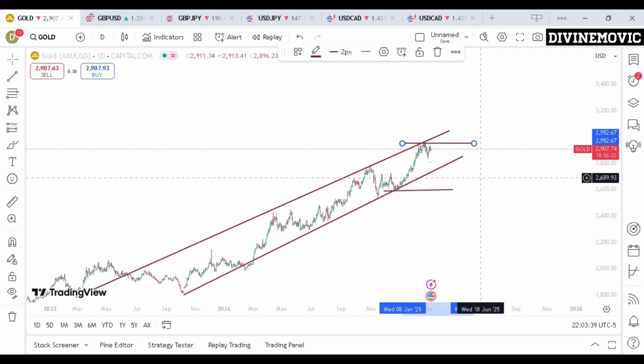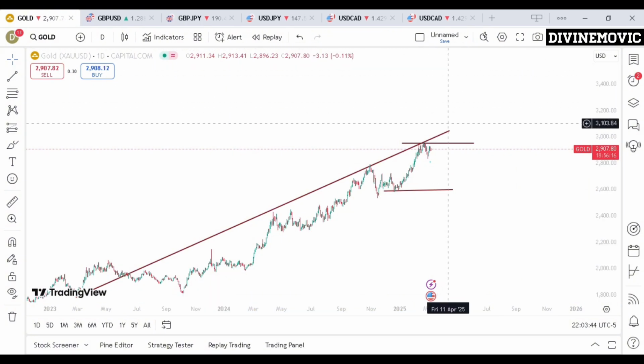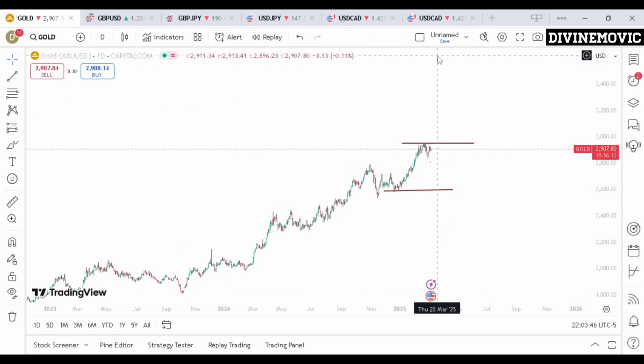Now my interest is simply on these key levels. Now I want to understand how price has behaved from these key levels to know if price is going to continue to the downside or price is going to continue to the upside.